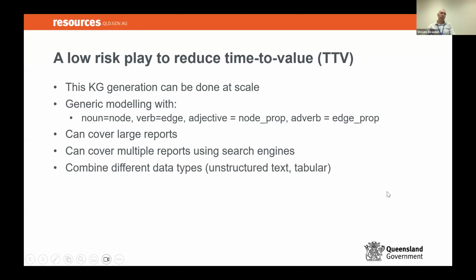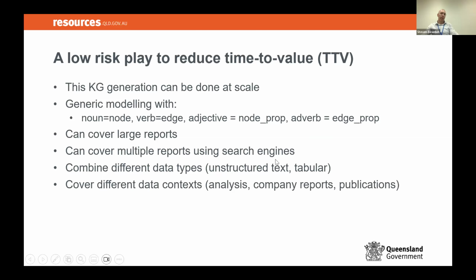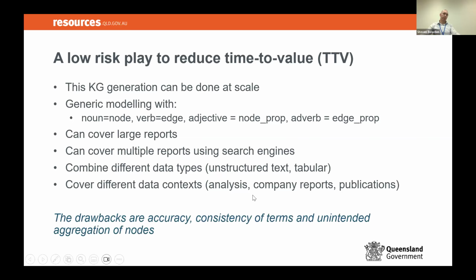So it's very flexible. You can work with different data types, so you can bring CSV data into the knowledge graph, you can bring text data into the knowledge graph, along with even potentially image data if you're using some labeling or AI to pick out features from the images. You can bring it all together in that one space. And also different data contexts, so your analyses can mix in with your company reports, which can mix in with something like academic publications.